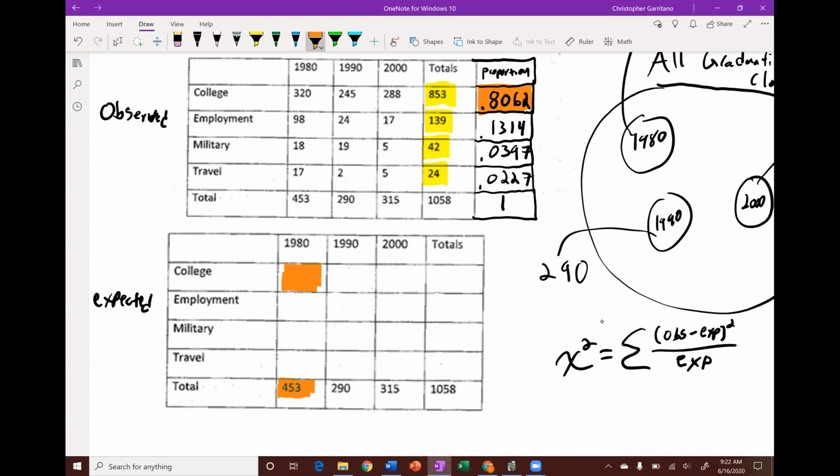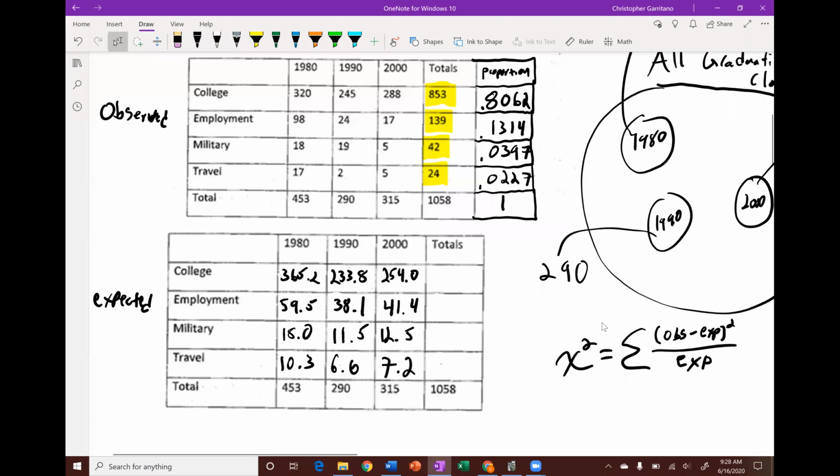13.14% of them chose employment, 3.97% chose military, and 2.27% chose travel. And that's the same for 1990 and 2000. The only thing that is changing between these values is there are different totals for each year, so we need to take those into account. All right, so we're going to go ahead and fill these out. And once I do that, I will be back.